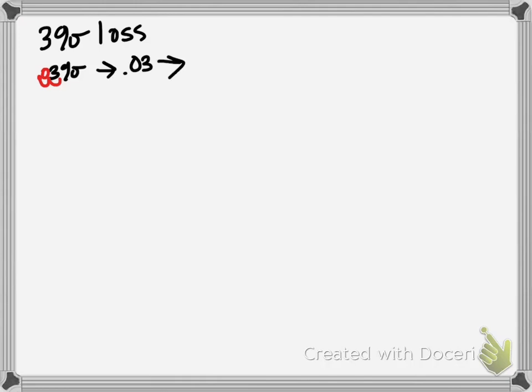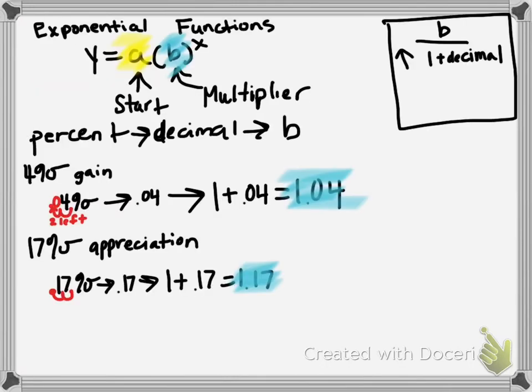Now in the previous problem, we would do 1 plus. This time it's a loss though, so we're saying, all right, I had 100% of the value, but I am losing, so now I'm subtracting that amount. So 1 minus 0.03, we get 0.97. Okay, so let me go back here to where I said we're going to write our little notes. Okay, a loss is 1 minus the decimal.